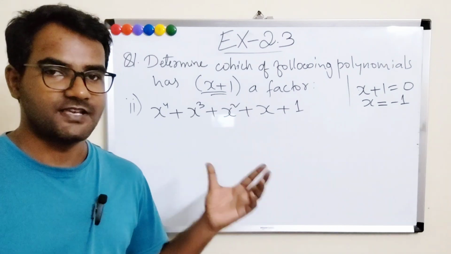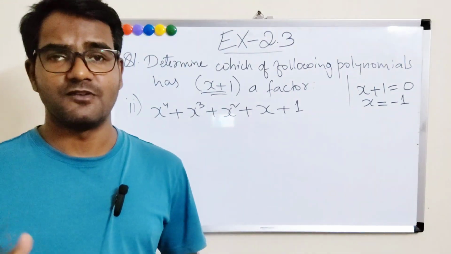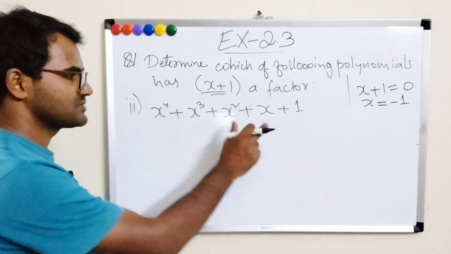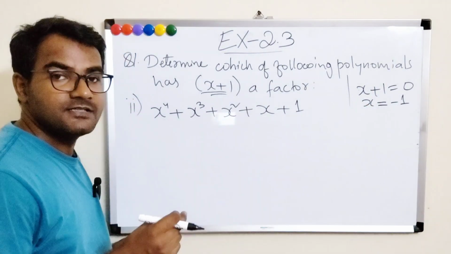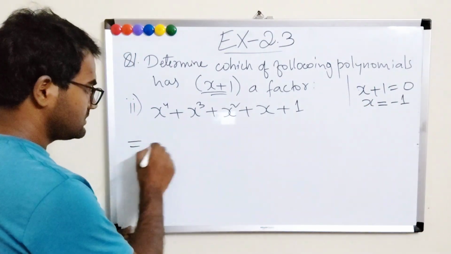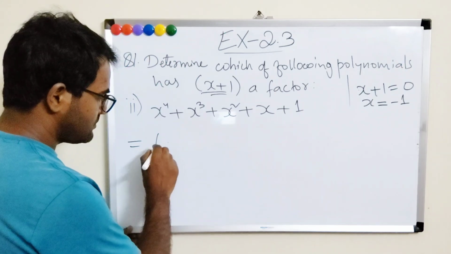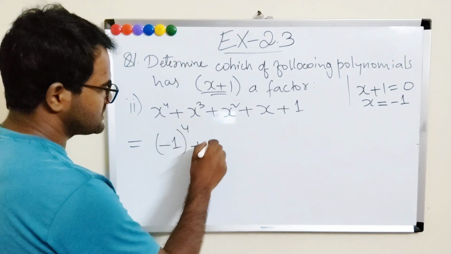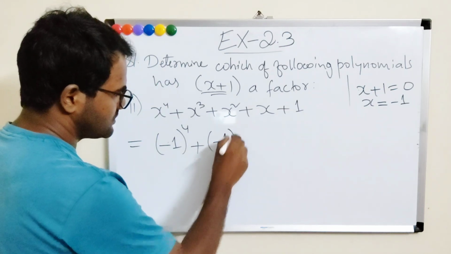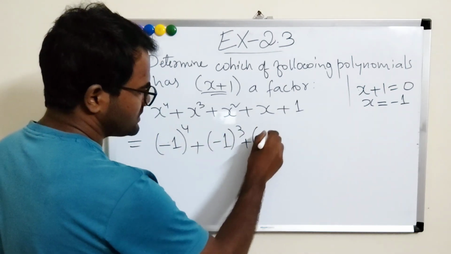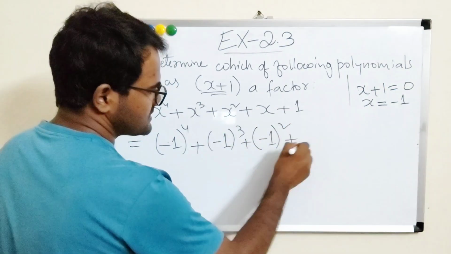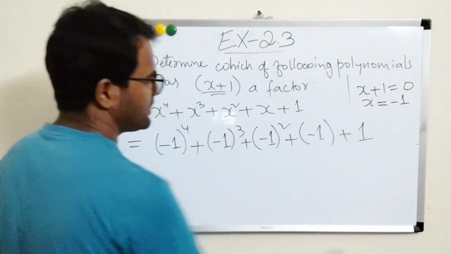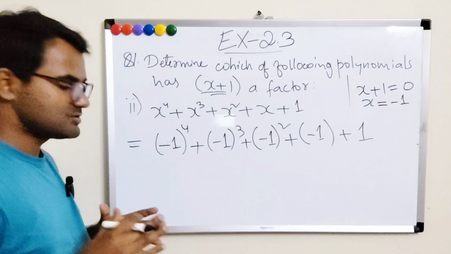Alright, now we have the second problem, so we will solve it in a similar way as we did with number 1, right? So in place of x we are going to put what? Minus 1. So let's do it. Alright, so minus 1 to the power 4 plus minus 1 to the power 3 plus minus 1 square plus minus 1, then this plus 1 plus 1, right? So now we are going to solve them.